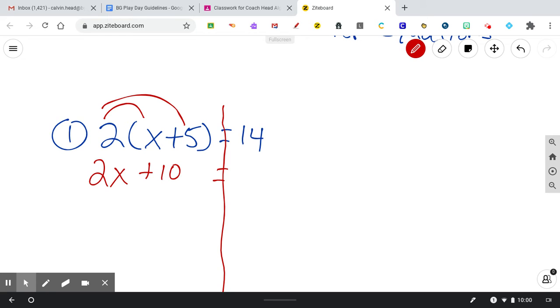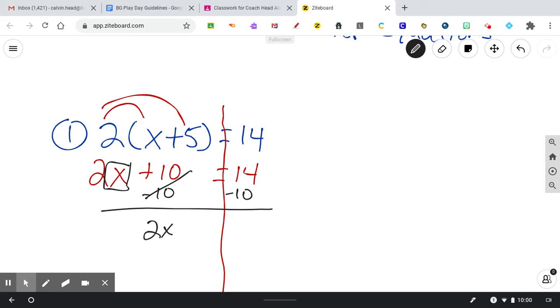Now I have a two-step equation. So our next step is to solve the two-step. Remember, I'm trying to get x by itself. So I'm going to move the 10: minus 10, minus 10. That cancels. I still got my 2x. 14 minus 10 is 4. And then my last step, again trying to get x by itself, I'm going to divide both sides by 2. That cancels, and I'm left with x equals 4 divided by 2, which is 2.